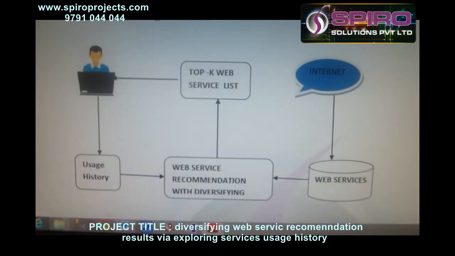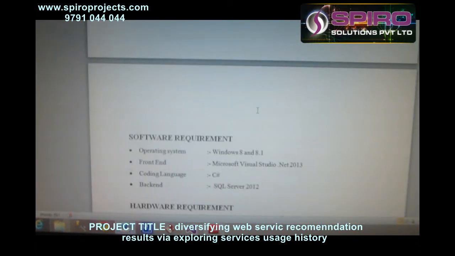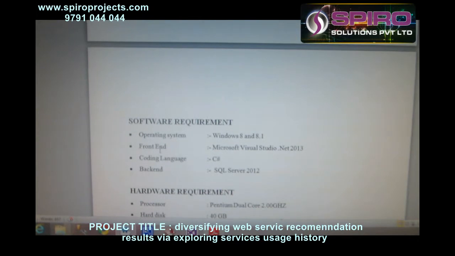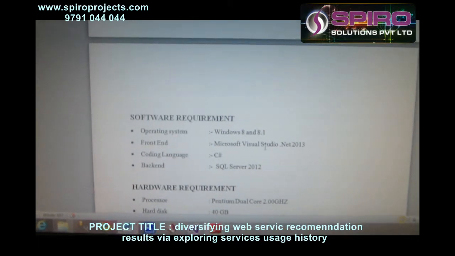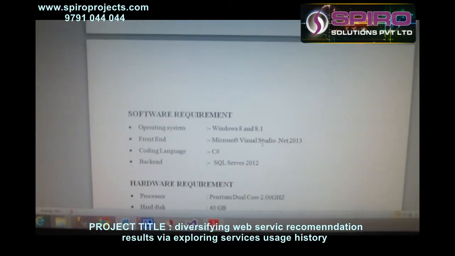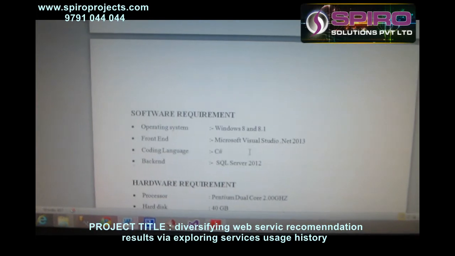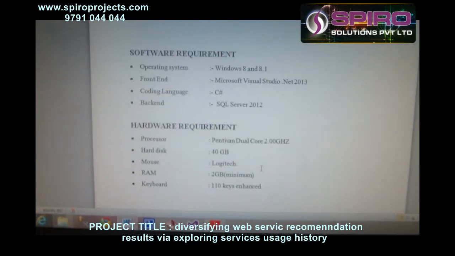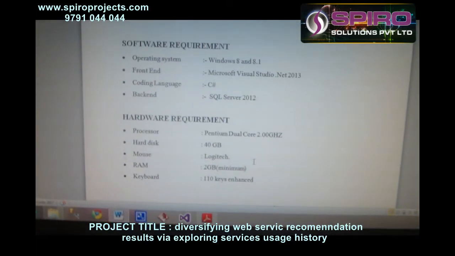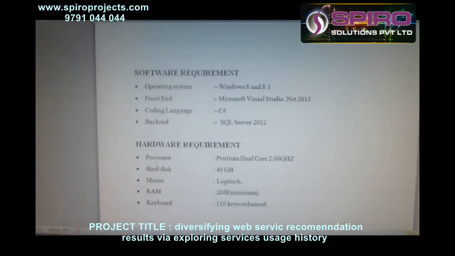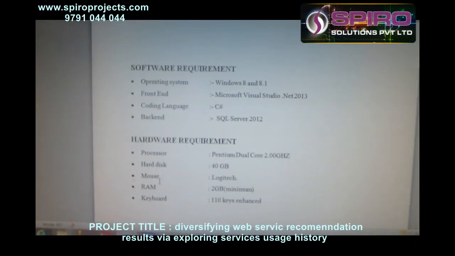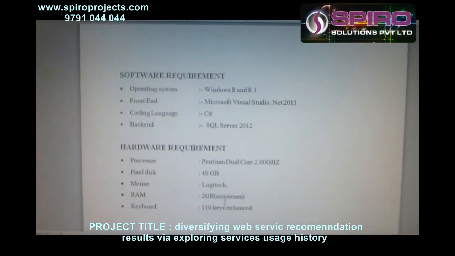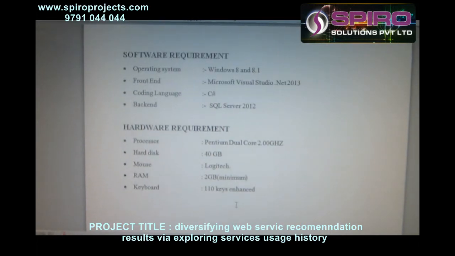Let's move on to the hardware and software requirements. Software requirements: operating system Windows 8 and 8.1. On the front end, Microsoft Visual Studio .NET 2013, coding language C#, back end SQL Server 2012. Hardware requirements: processor Pentium dual core 2.00 GHz, hard disk 40 GB, mouse Logitech, and RAM 2 GB minimum, keyboard 110 keys enhanced.